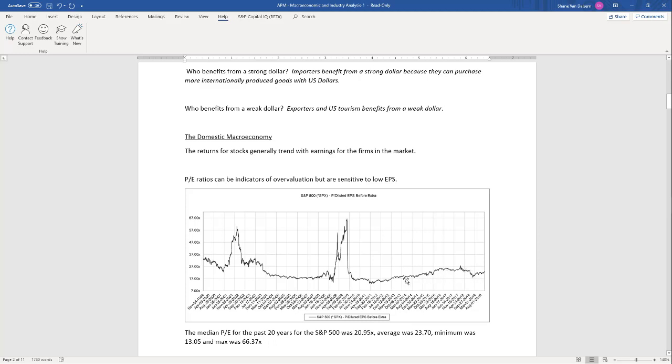But really, it kind of got back down to a normal amount, a normal PE of a little over 17 at the end of that drop in 2018. So you could say that the market was overvalued in this period here, 2015, 2016 through the beginning of 2018.